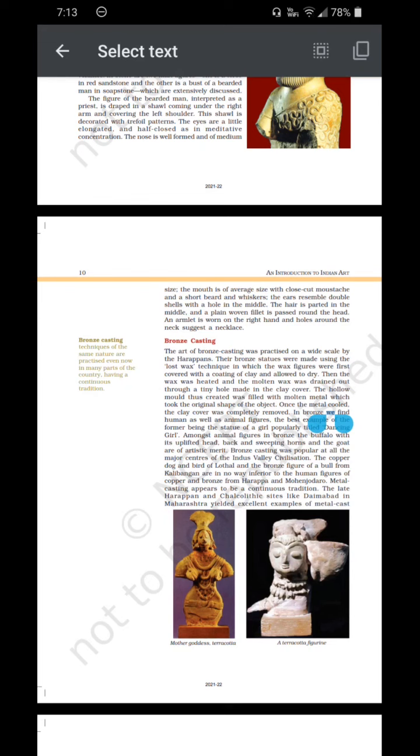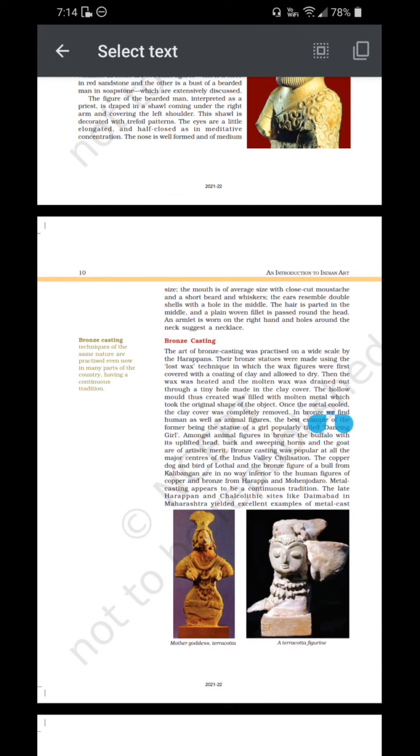Bronze casting techniques of the same nature are practiced even now in many parts of the country, having a continuous tradition. Bronze casting. The art of bronze casting was practiced on a wide scale by the Harappans. Their bronze statues were made using the lost wax technique, in which the wax figures were first covered with a coating of clay and allowed to dry. Then the wax was heated and the molten wax was drained out through a tiny hole made in the clay cover. The hollow mold thus created was filled with molten metal, which took the original shape of the object. Once the metal cooled, the clay cover was completely removed.